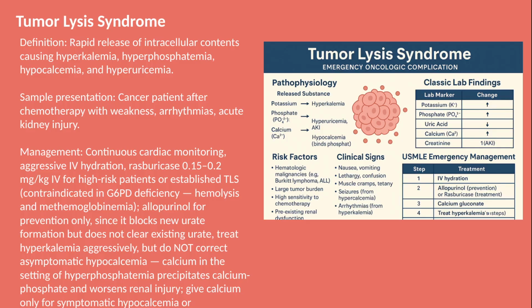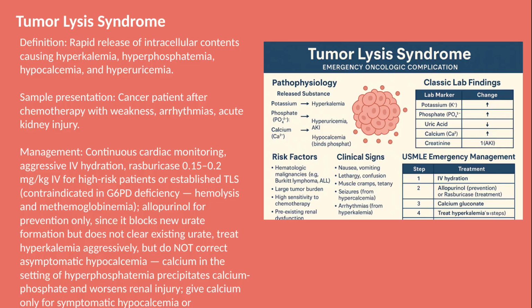Treat it exactly as you would any other hyperkalemic emergency, with calcium to stabilize the myocardium, insulin and glucose to shift, and dialysis for refractory disease. Give aggressive intravenous hydration to maintain urine output. Routine urinary alkalinization is no longer recommended since it worsens calcium phosphate precipitation.